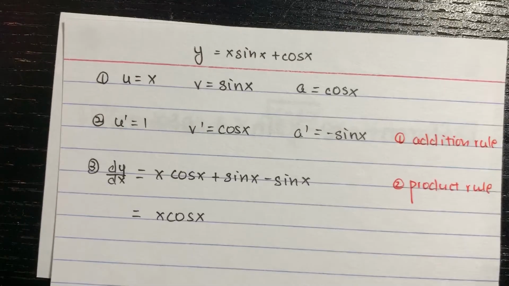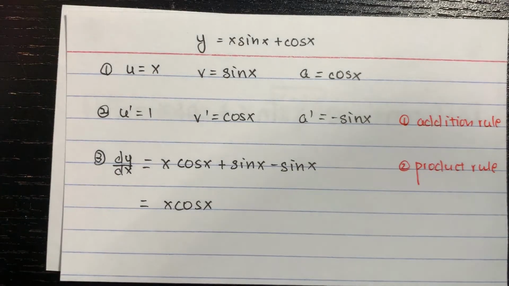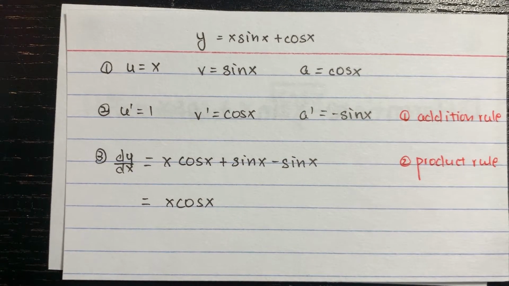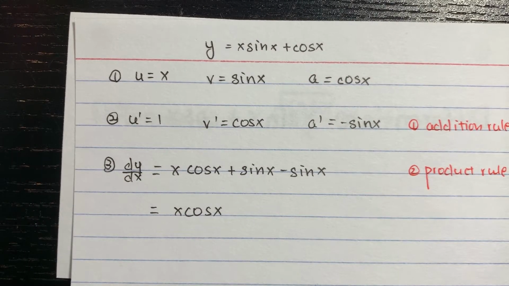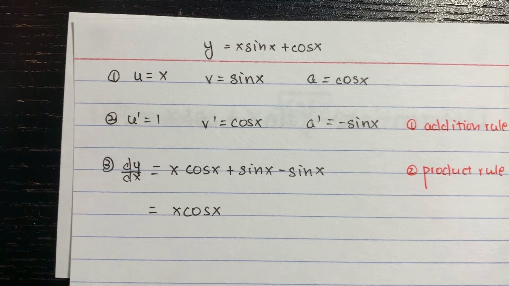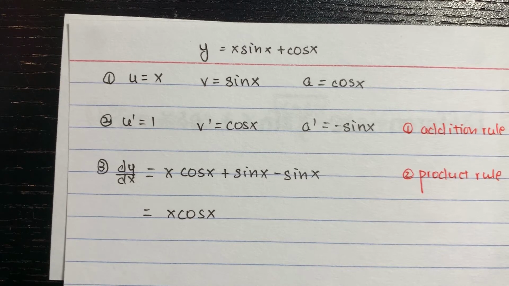Okay, so basically we have two functions again. x times sine x plus cos x. Technically you can say it's three functions, but two of them are in the relationship of multiplication. So in this case, x times sine x, this product, you have to use the product rule, and cos x, you just have to differentiate. So in this case, you have to use both the addition rule as well as the product rule.